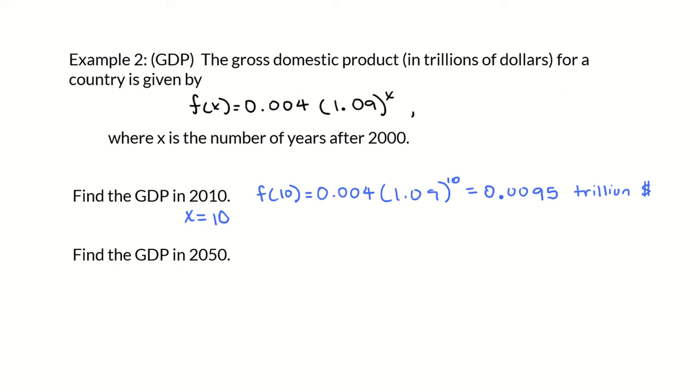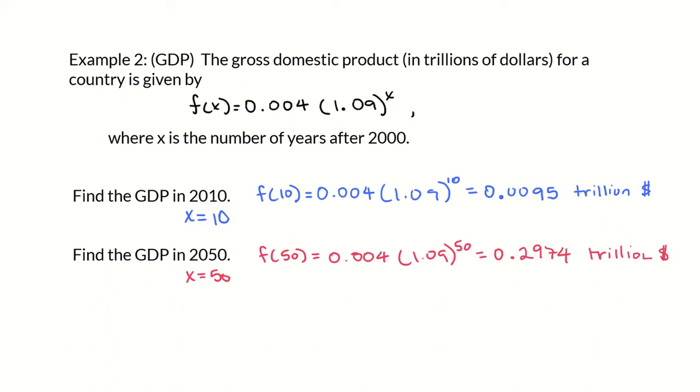To find the GDP in 2050, that corresponds to x equals 50. So we find f of 50, which would be 0.004 times 1.09 to the 50, which is 0.2974 trillion dollars. So we can see that the amount grows with time.